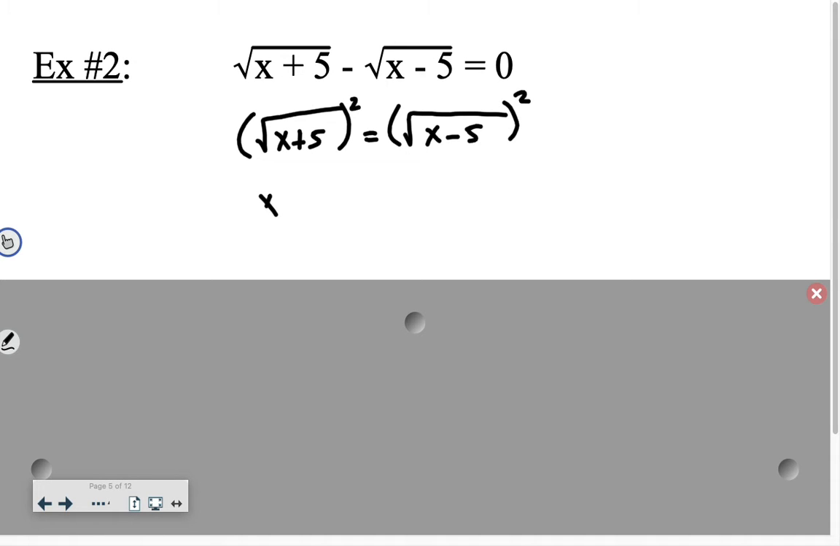Left-hand side, I get x plus 5. Right-hand side, I get x minus 5. The radicals go away. And once again, we go through and we solve what's left. If you notice on this one, if I subtract the x over, those x's are going to cancel out. You end up with 5 equals negative 5, which obviously is not a true statement. So what's the answer to this problem? There's no solution. Yeah, there is no value of x that's going to work on this one. This one is no solution.